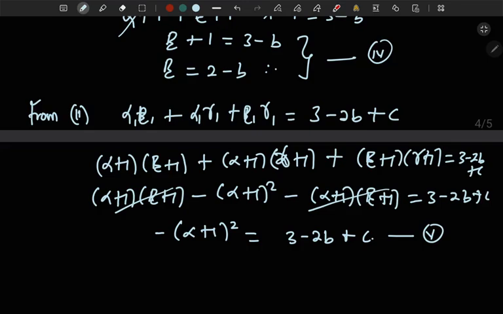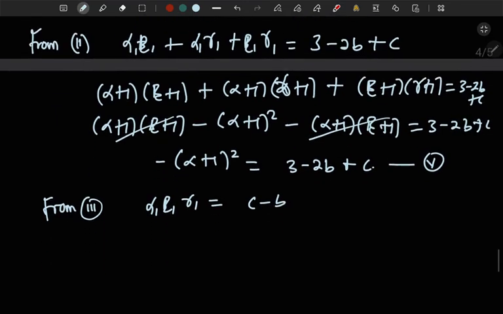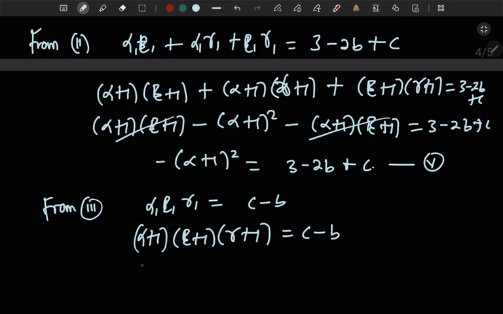And the last equation, which is the product of the roots, so we can say from equation 3, where you have alpha 1 beta 1 gamma 1 equals c minus b. Okay, or b minus c, that way. So alpha 1 is alpha plus 1, beta 1 is beta plus 1, and gamma 1 is gamma plus 1 equals c minus b. Now we are going to remove gamma plus 1 and put minus alpha minus 1. So this becomes minus alpha plus 1 squared, then beta plus 1 equals c minus b. So this is equation 6.